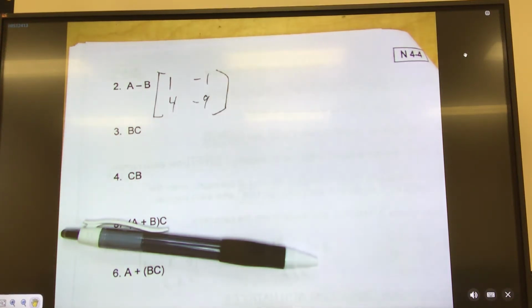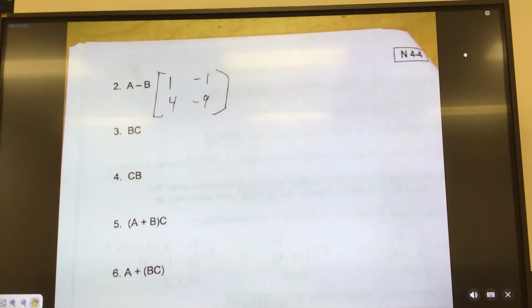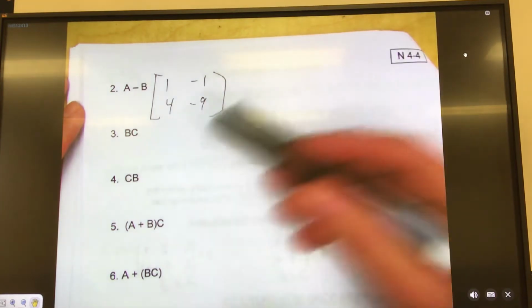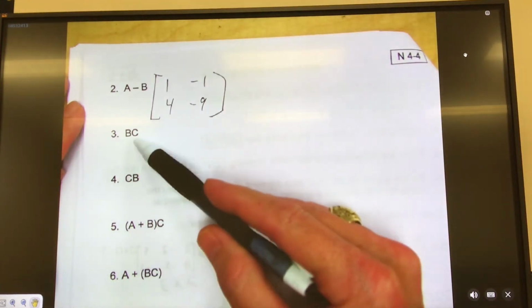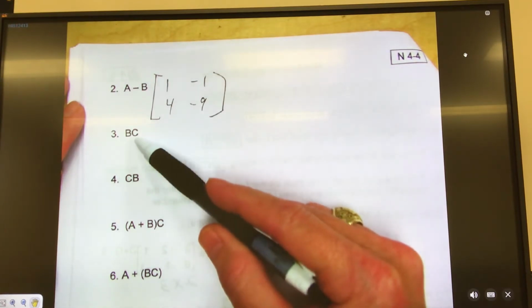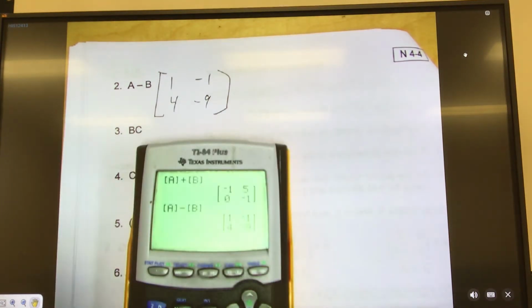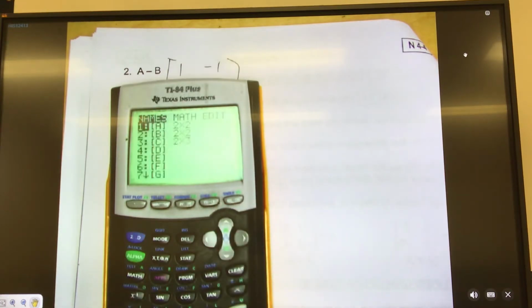Continuation of 4-4. So now we have our matrices plugged into our calculator. We have performed a plus and a minus operation. Now I have two variables that are touching, which happen to represent matrices B and C. So this means multiplication. So I take my calculator, same thing, we're going to hit second matrix, and we want B, which is number 2.